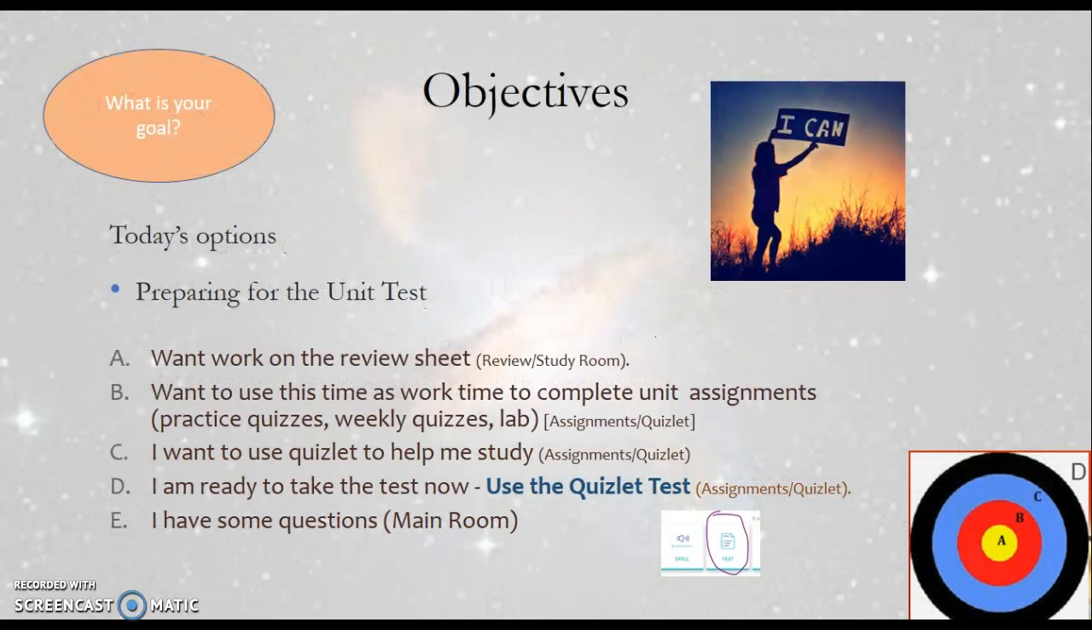So today's option, since we're getting ready for the test, is that you can go through and use the review sheet. You could work on any assignments or the Quizlet that's available to you in your course. There is a Quizlet test also you'll see in there so that you can help prepare for the test in whatever way that you need to.